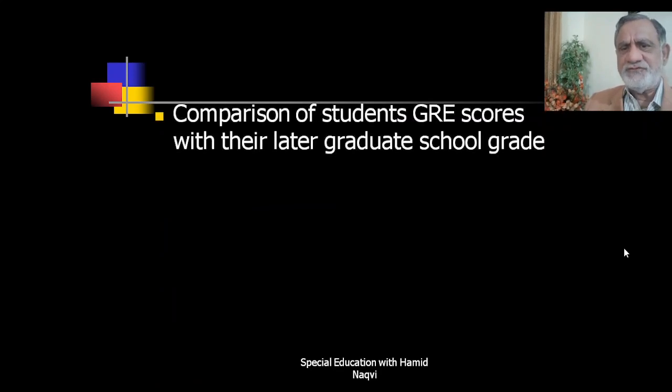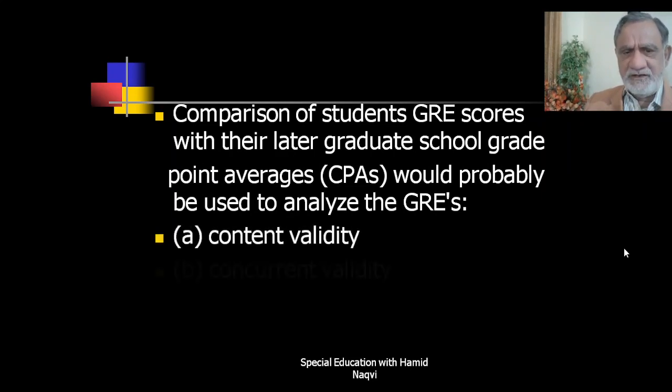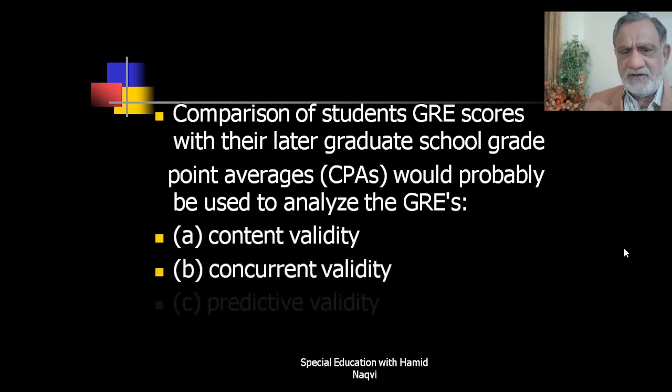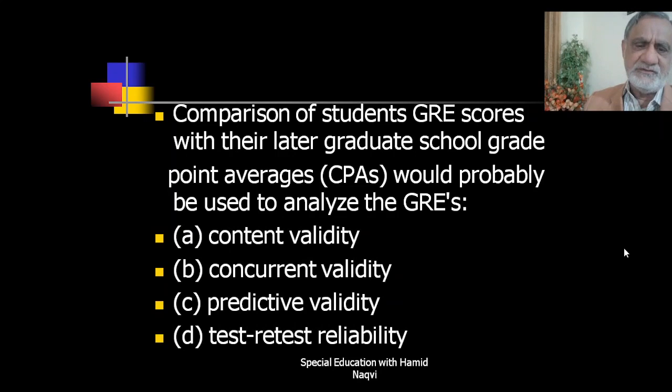Comparison of students' GRE scores with the later graduate school grade point average, GPAs, would probably be used to analyze the GRE's content validity, concurrent validity, predictive validity, or test-retest reliability.